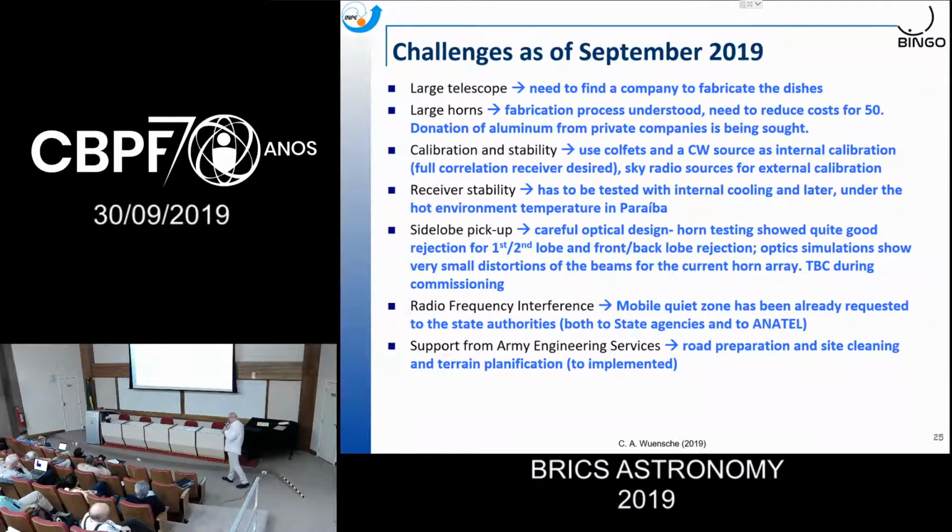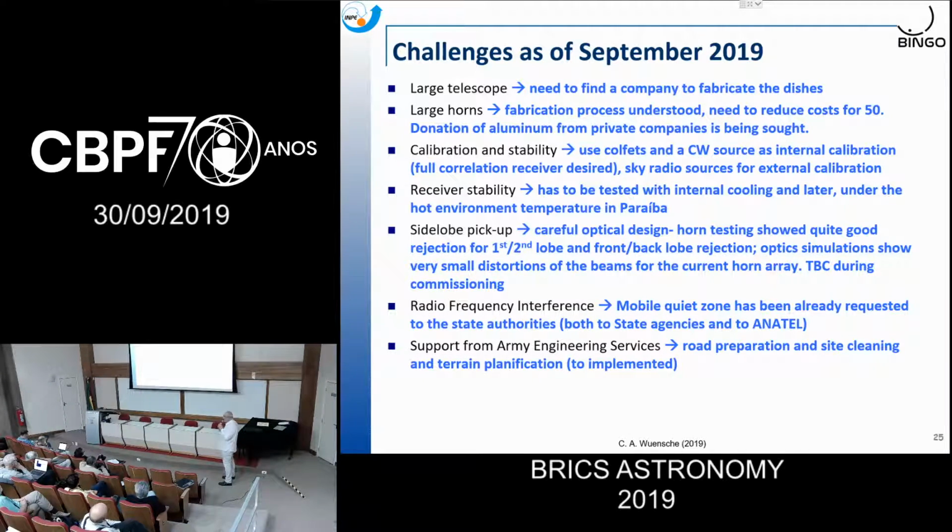What are the challenges? Nothing comes for free, so we need to find a company to fabricate the dishes. We have companies who make 4, 5 meter dishes. We have some ideas on how to make a 40-meter dish, transport it to Paraíba, to the middle of nowhere, to assemble that as a dish. We have horns that work. The fabrication process is understood. We need to reduce the costs for 50 horns.